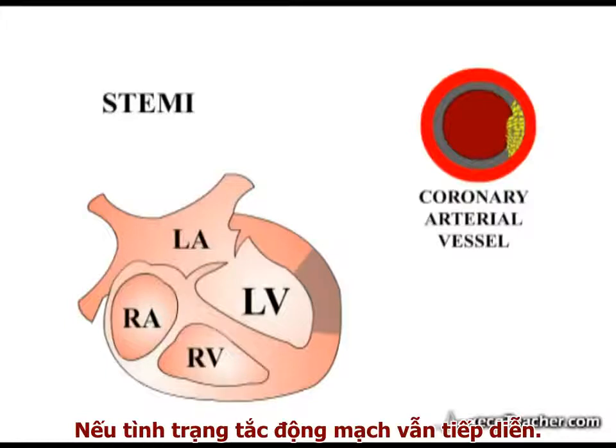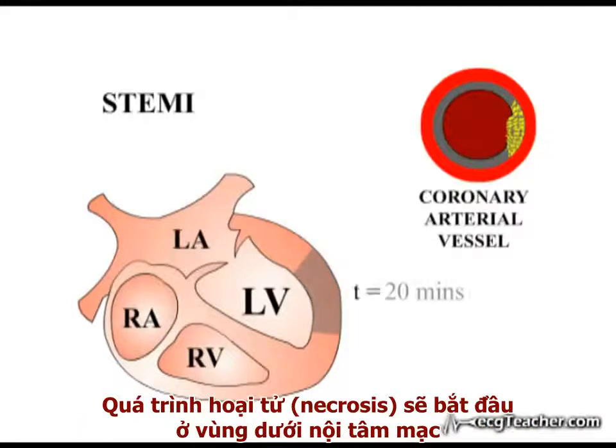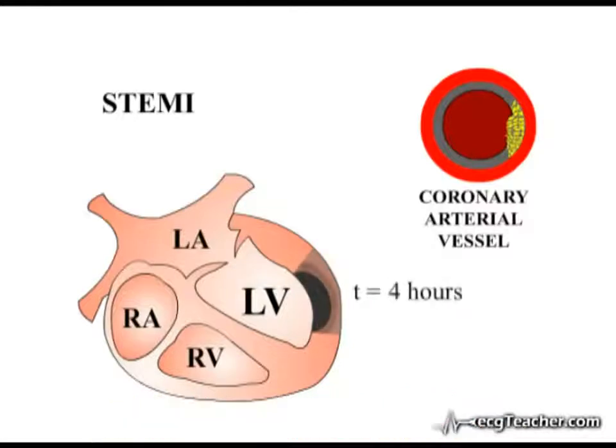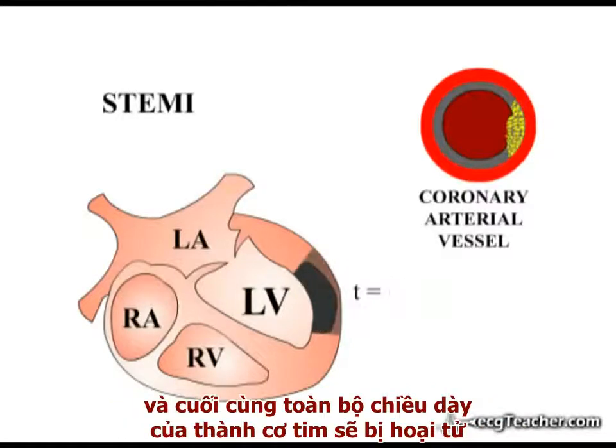If the blockage of the arterial lumen persists, necrosis begins in the subendocardial region and in the subsequent hours spreads outwards in a wave of cell death, which may ultimately involve the full thickness of that region of the myocardial wall.